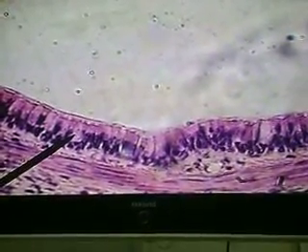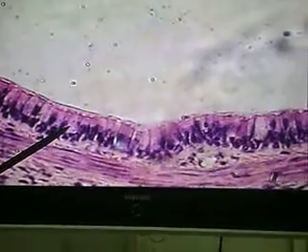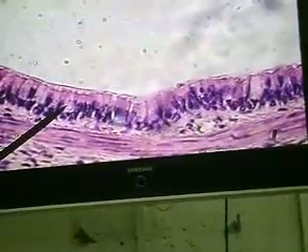What tube? What part of the tube are you in now? It can be a terminal. Terminal doesn't have any goblet cells. Right. So this is a bronchiole. Why? Presence of goblet cells.